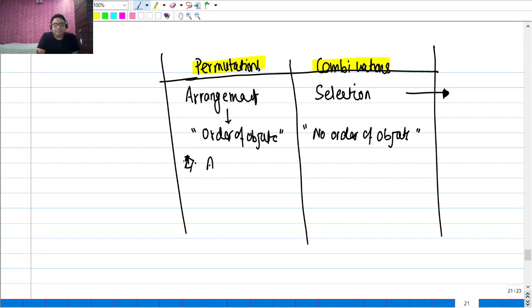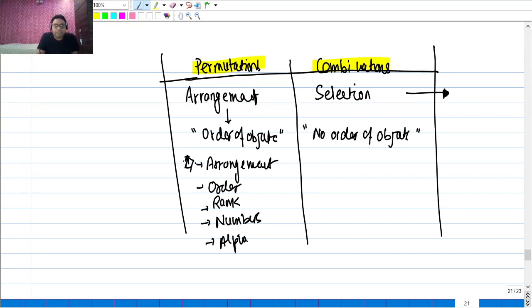First is arrangement, order, rank, isn't it? Order, rank, numbers. Questions with numbers are generally permutations. Questions with alphabets are generally permutations.